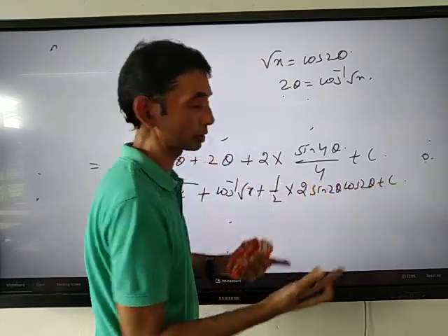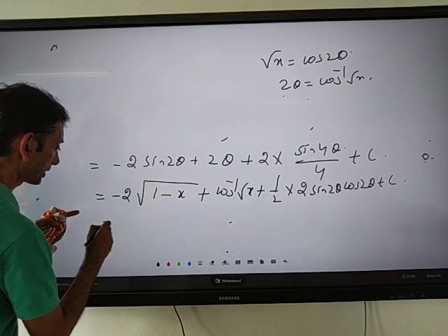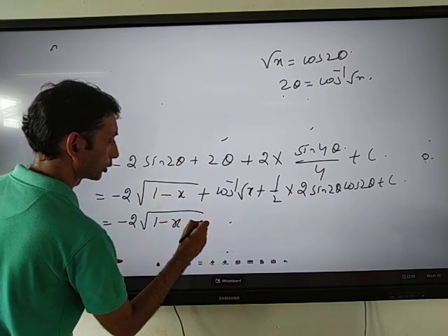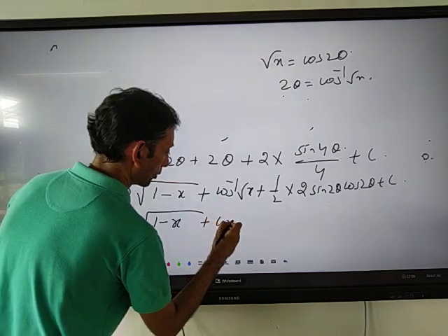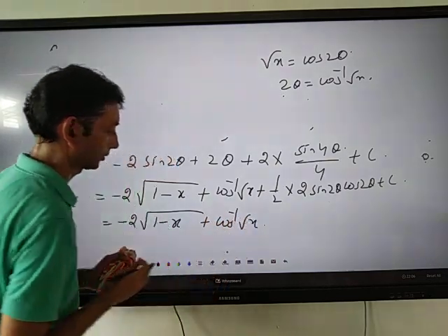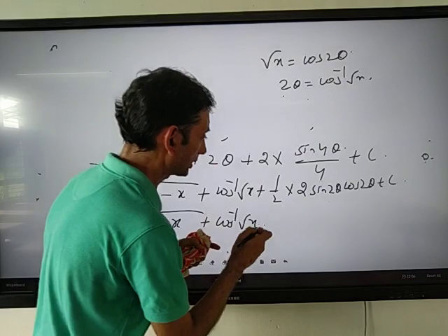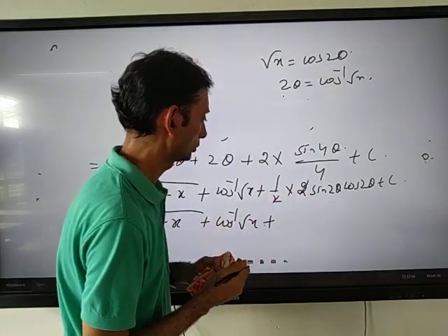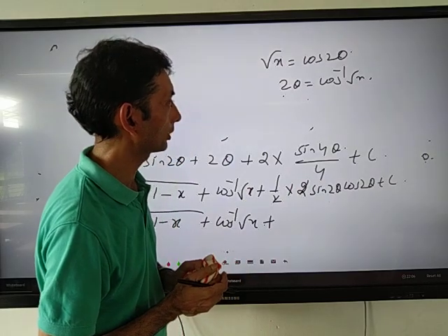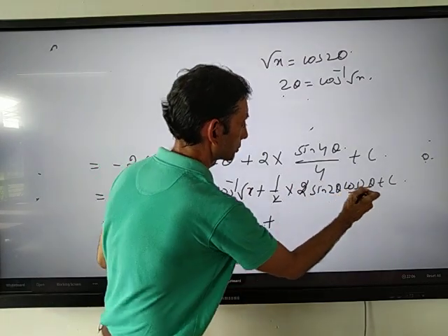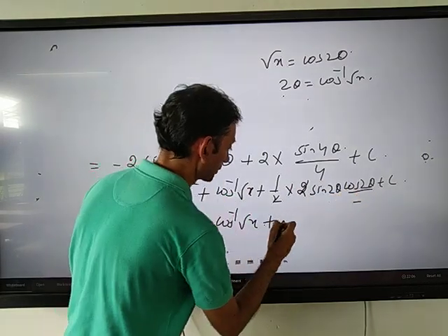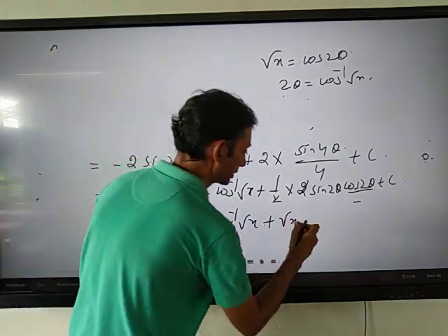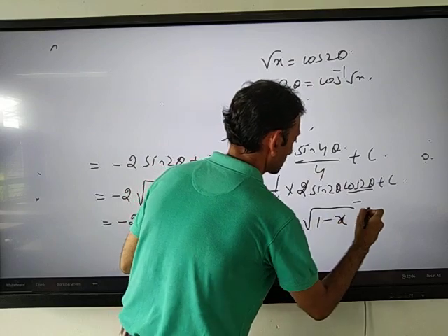So 2 sine A cos B formula. Fine. So it's 2, okay, 1 minus x plus cos inverse root x. Fine, cos inverse root x, and you can just cancel this 2, and plus sine 2 theta. What is sine 2 theta? Cos 2 theta first we'll write. Cos 2 theta is root x, and sine 2 theta is under root 1 minus x. So it's under root 1 minus x plus c.